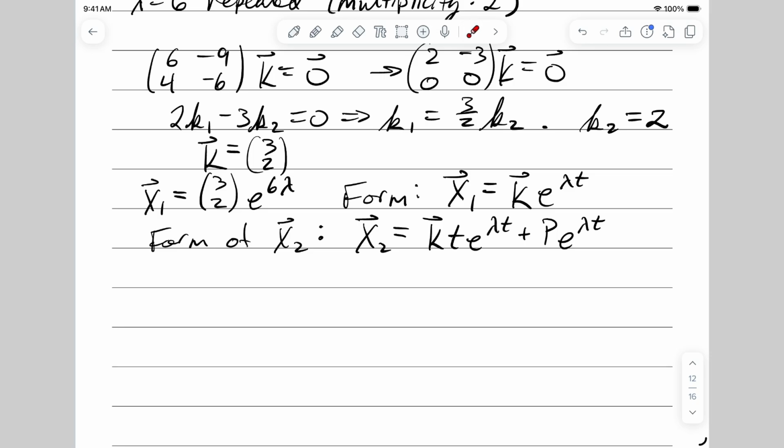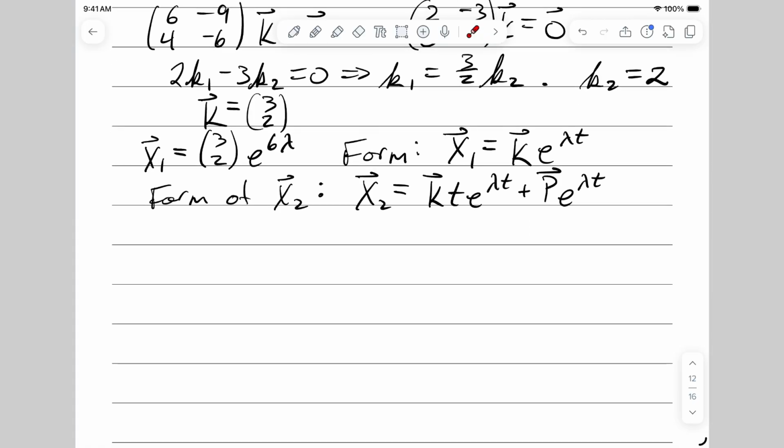Before, when we had repeated roots to an auxiliary equation, we would augment a second solution by including a factor of t. Here it's a little bit more complicated. The second solution has two terms, one of which has t. That t in there in front of k in the term e to the lambda t makes that part of x2 linearly independent with x1. As for the p e to the lambda t, oh, that p is a vector.